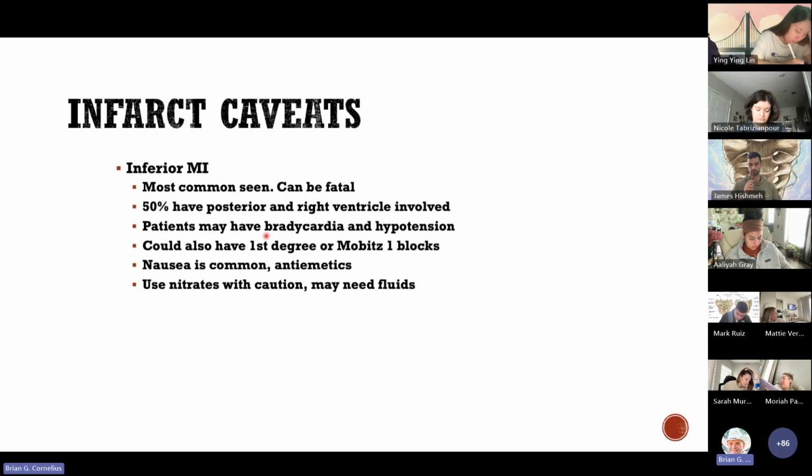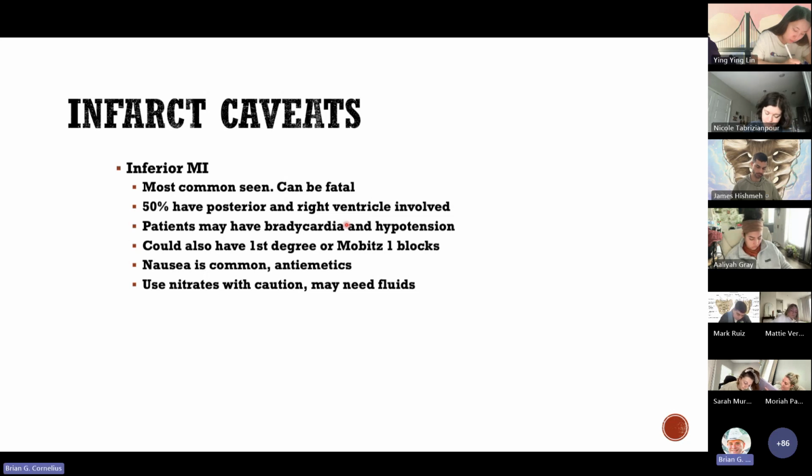Other things that are common in these patients is that they tend to have bradycardia and hypotension, but that makes sense because we know the RCA provides blood supply to the SA and AV nodes. Because of referred pain, it's pretty common for them to have nausea and vomiting, so you may want to consider giving them antiemetics as well.